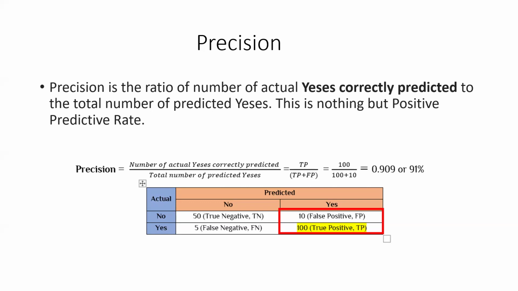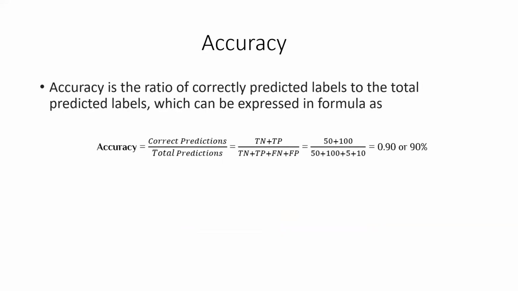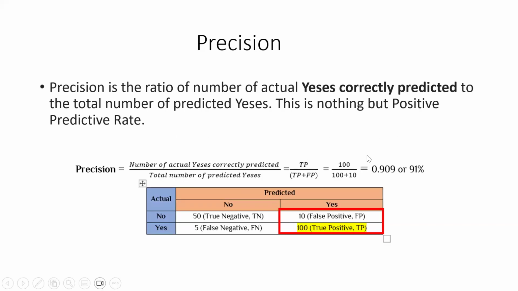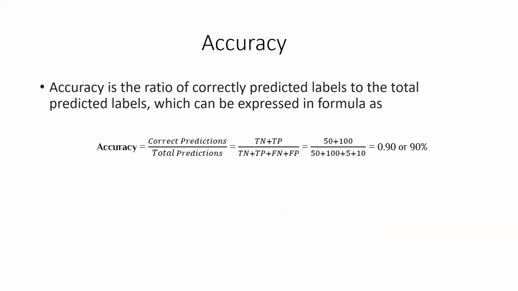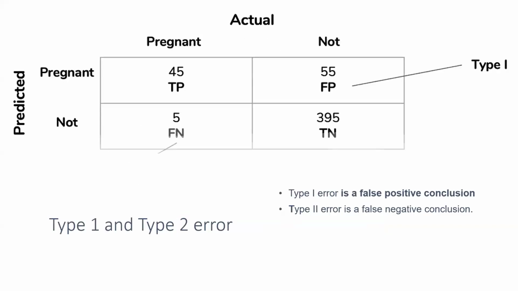So what that 91 percent means is how many times the X-ray predicted correctly among the total number of predicted fractures. For accuracy, in the denominator you will have the total number of subjects, but for precision, in the denominator you will have only the total number of predicted S's. That means how many times the X-ray predicted a fracture. So you should know the difference between accuracy and precision.